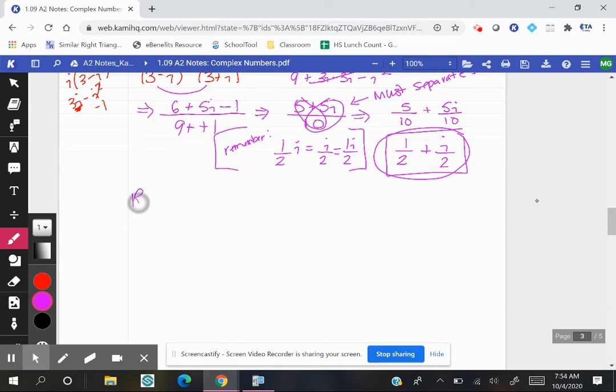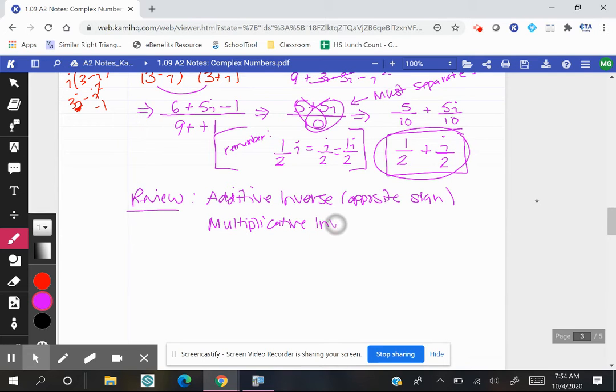All right, a little quick review of inverses. So additive inverse, if you're taking the additive inverse of something, then you're taking the opposite of it, meaning the opposite sign. So when you add additive inverses, you get 0. That's your additive identity, which is 0. Okay, if you want to take the multiplicative inverse, then you're taking the reciprocal.